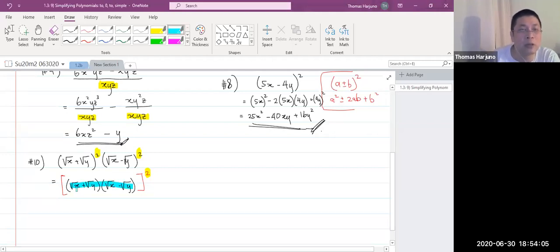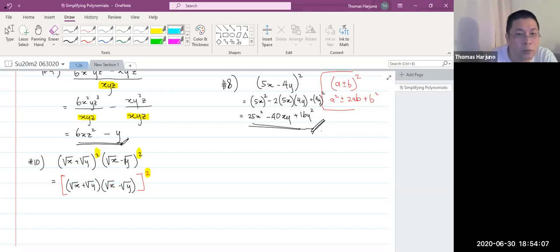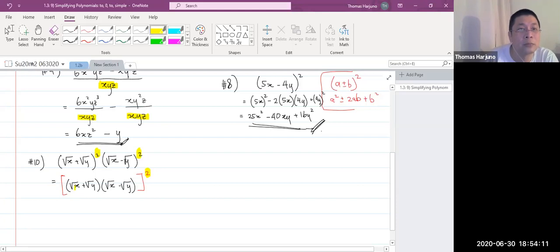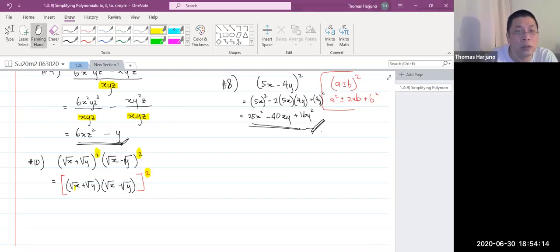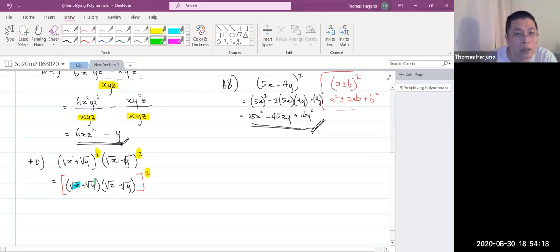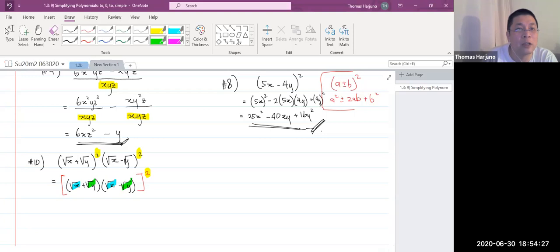Now notice that it actually follows the difference of squares pattern, right? This blah plus blah, blah minus blah. Do you see that? Right? I try to catch that, the difference of squares.